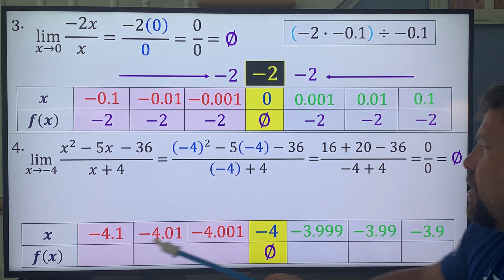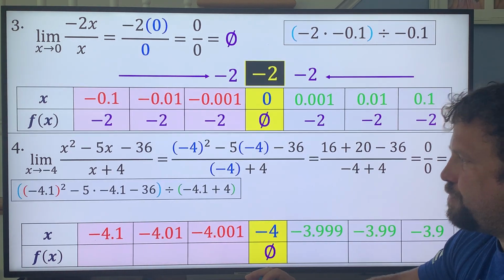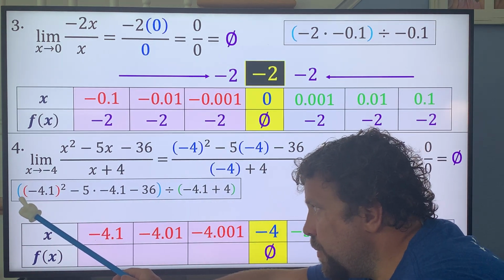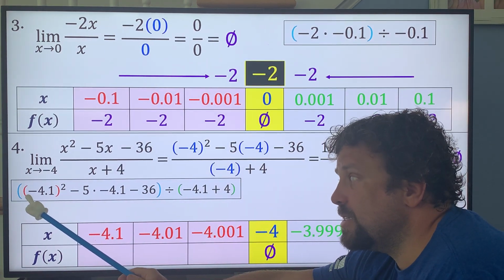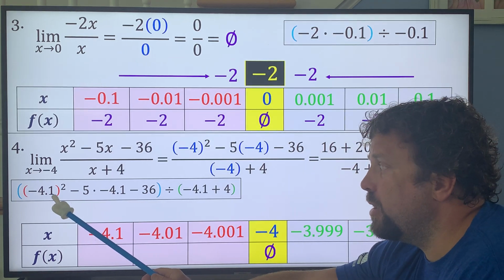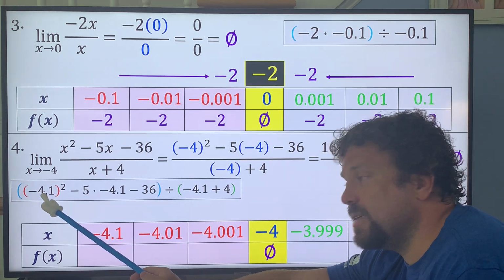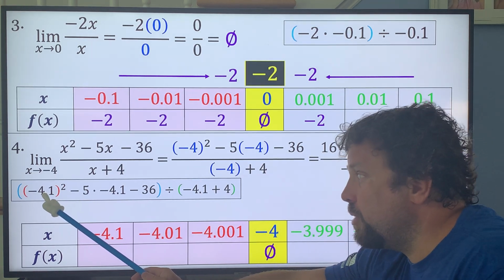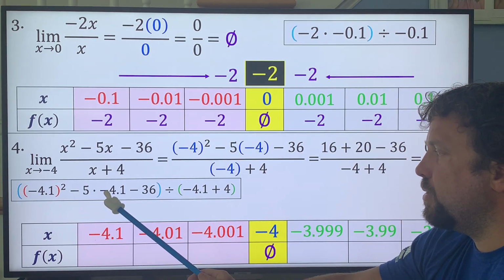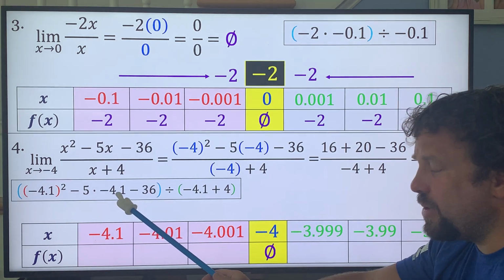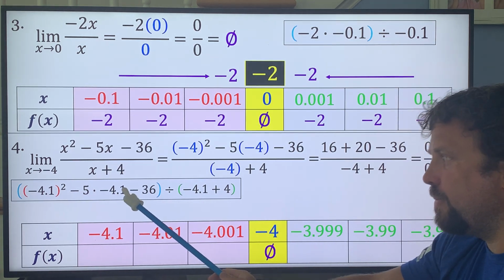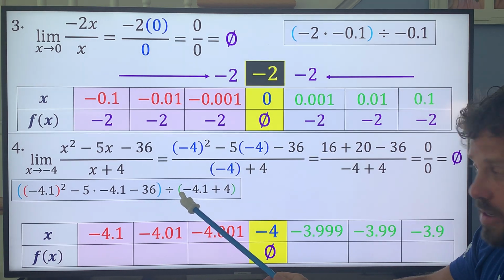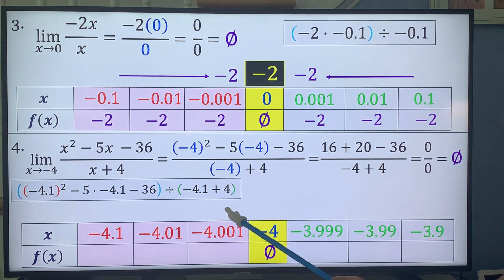So we're going to take all these and plug them into this equation. Now the way to do this is, since you're dealing with a negative, you have to open parentheses, put negative 4.1, close parentheses squared in there. That will make this answer positive. If you don't put the negative 4.1 in parentheses, your answer will be wrong. Minus 5 times negative 4.1 minus 36. The reason I put this in parentheses is because I'm not raising it to any power. Close the parentheses for the numerator, divided by open parentheses for the denominator, negative 4.1 plus 4, close parentheses.